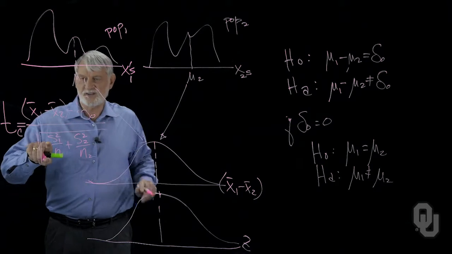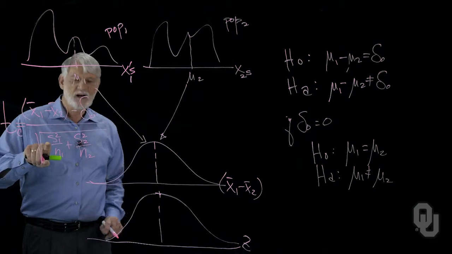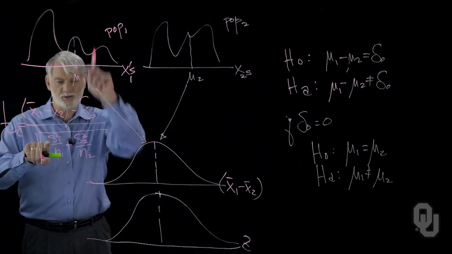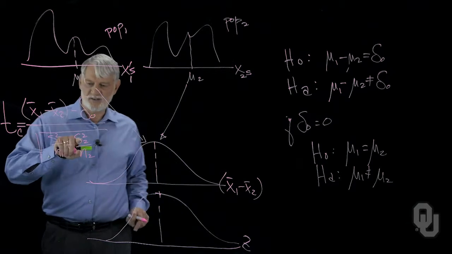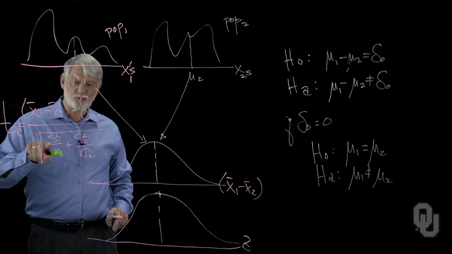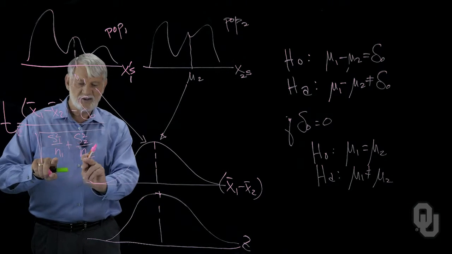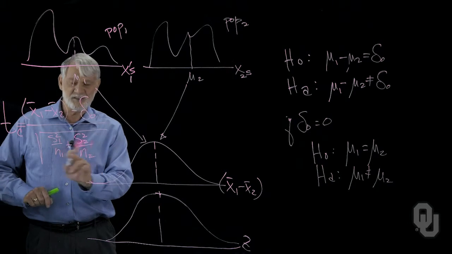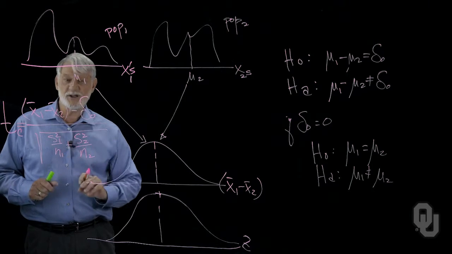S squared 1 is the variance of the sample that we took from this group. S squared 2 is the variance of the sample we took from this group. Standard deviation squared, and the n2. By the way, the size of the samples that we take from each group does not have to be the same.